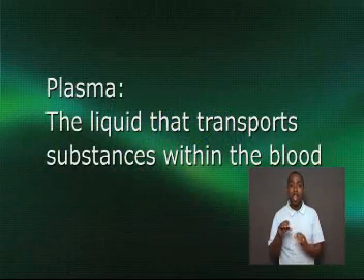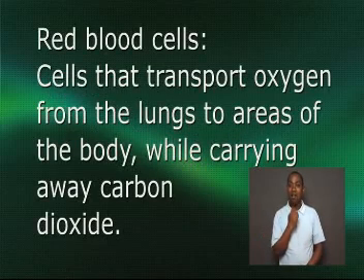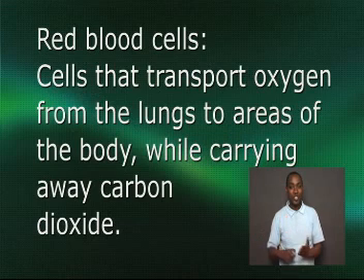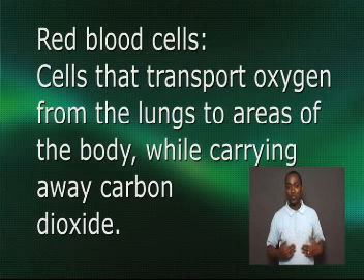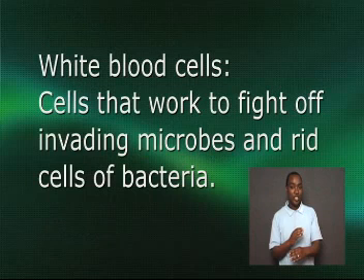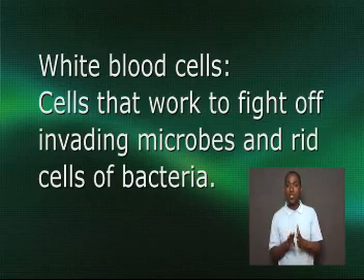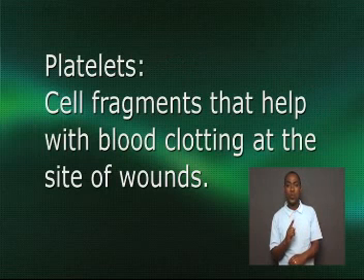Plasma is the liquid that transports substances within the blood. Red blood cells transport oxygen from the lungs to all of the living tissues of the body and carry away carbon dioxide. White blood cells work to fight off invading microbes and rid cells of bacteria. Platelets are cell fragments that help with blood clotting at the site of wounds.